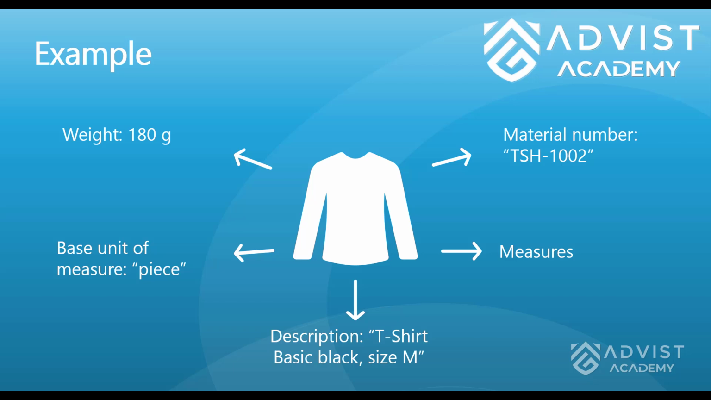An example of material master data is the information on a T-shirt that a fashion company creates in the SAP system. The T-shirt is recorded in the system as a commodity, i.e., as a finished product that is purchased and sold, with the material type HAWA. It is given a unique material number, for example, TSH 1002, and a descriptive name such as T-shirt basic black, size M. The basic unit of measure is piece, and measures or weight information can also be maintained, such as a weight of 180 grams per piece.